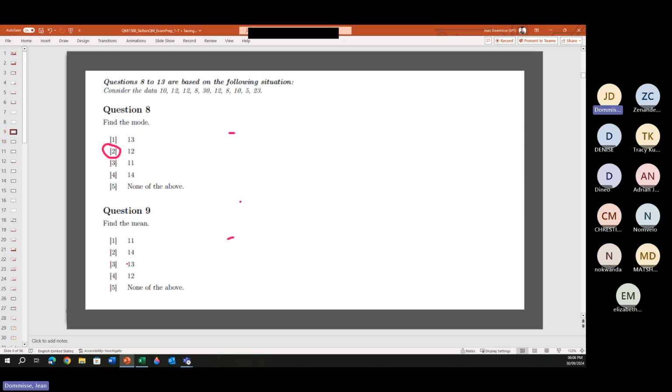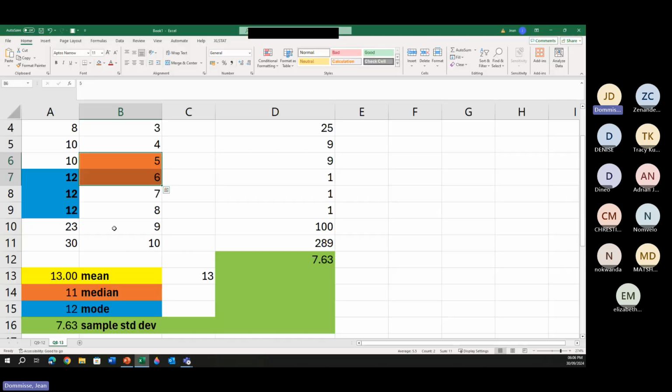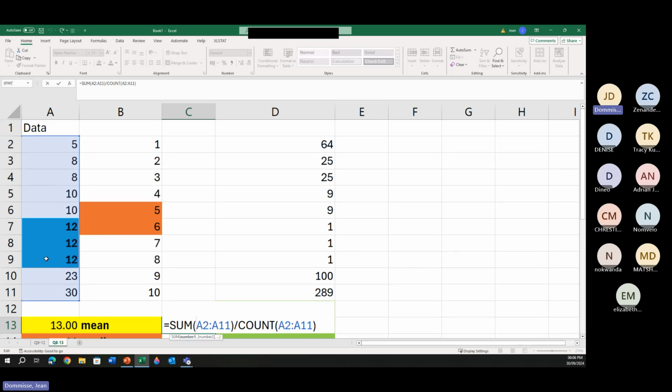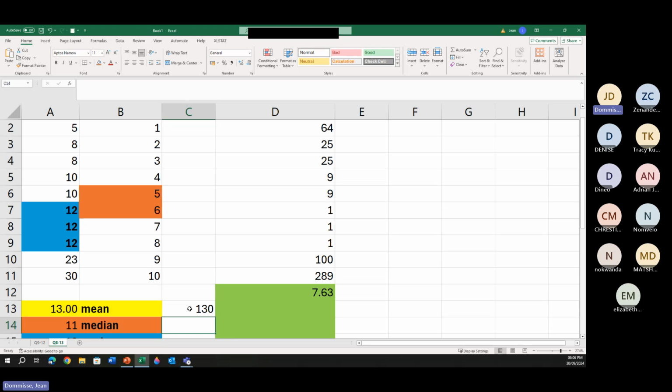Then the question around the mean. So mean is the average, but we can also just check it again. So it is the sum of all those numbers. So 5 plus 8 plus 8 plus 10 plus 10, 3 times 12, 23 and 30. And that we divide by how many numbers there are. So if we just looked at the sum, it would have been 130.